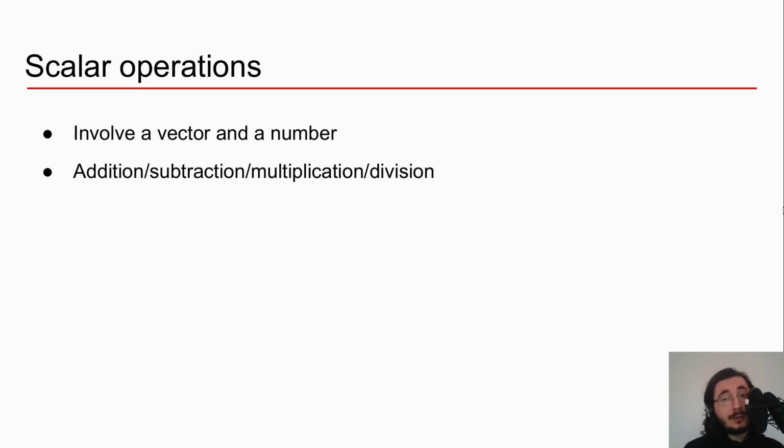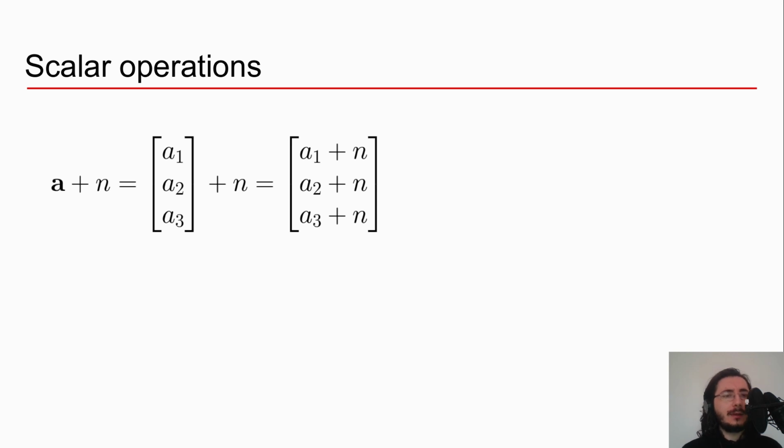Some that come to mind, and that are the simplest ones, are scalar operations. These operations involve a vector and a scalar, which is basically a number, like 2 or 3.5, for example. And we have scalar addition, subtraction, multiplication, and division. So let's take a look at scalar addition, for example, and the argument goes with all of the other scalar operations as well. So here we have the vector A, and we add the scalar n.